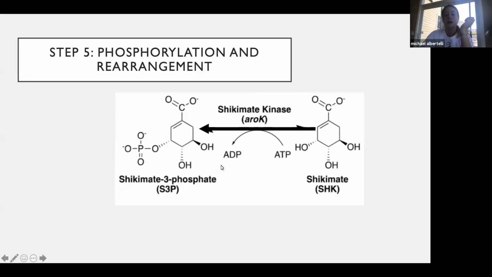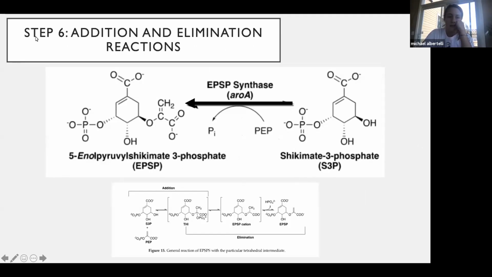Yeah. Okay. And then step 5 is phosphorylation and rearrangement, and this is starting on the right side and going to the left. ATP is used as energy and ends up phosphorylating this molecule, SHK. And then the 6th reaction is the addition and elimination reactions. And this is EPSP and S3P. I will be talking more about this specific step later on, so just keep that in mind.